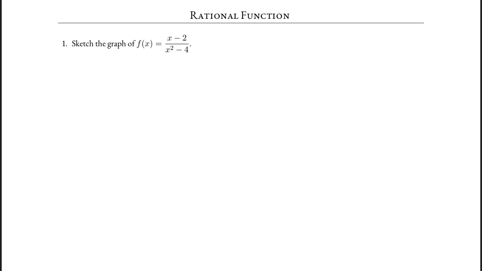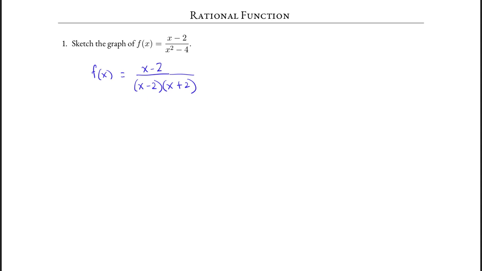Sketch the graph of the function f of x equals the quantity x minus 2 over the quantity x squared minus 4. The first thing we do for this rational function is to factor this completely. We can't factor the numerator x minus 2, but with the denominator x squared minus 4, we can factor this as x minus 2 times x plus 2.